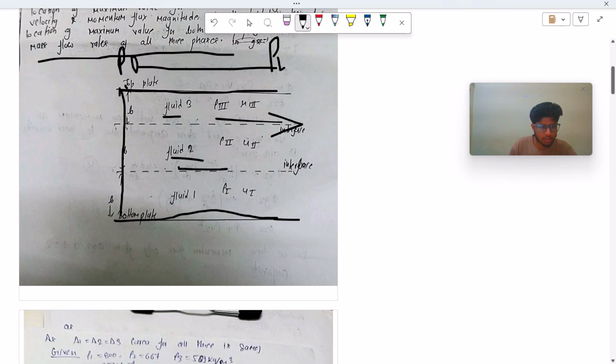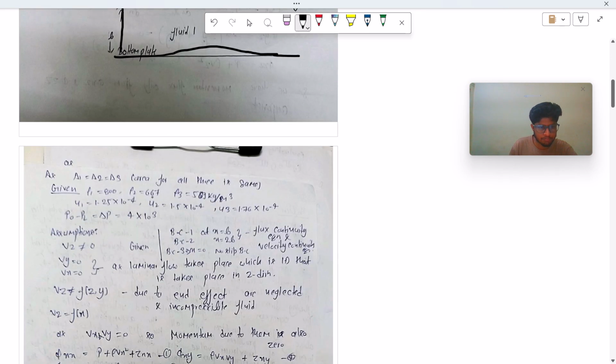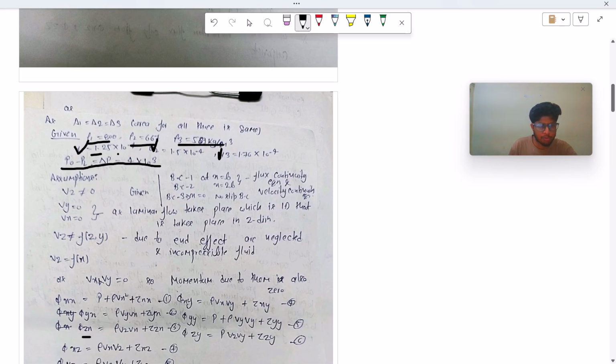So before starting the question, first of all we write down all the given things: densities rho 1, rho 2, rho 3, b1, b2, and the viscosities nu1, nu2, nu3, and the pressure difference delta p. Before starting, first of all we write the assumptions.